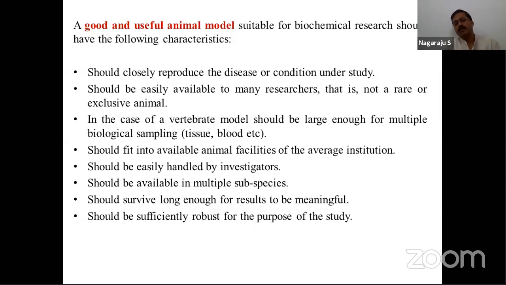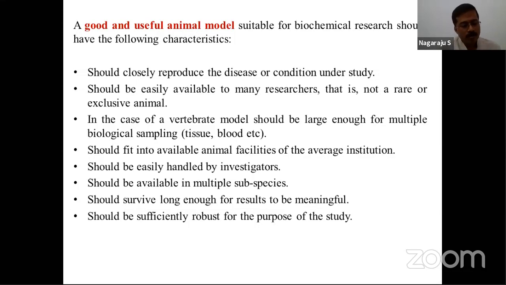I'm a little bit ambiguous about this, because once we get into biochemical research or biomedical research, the investigators will be given training to handle the animal. So easily handled means, if you have facilities, something like the animal house, where people handle animals, then it is fine. It should be available in multiple subspecies.